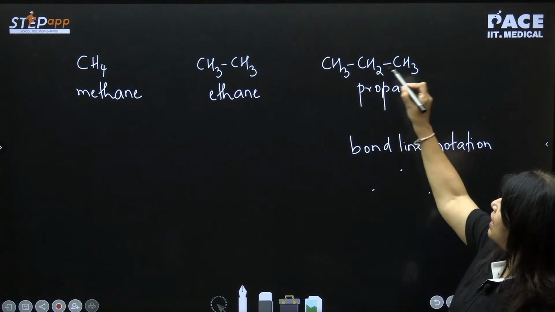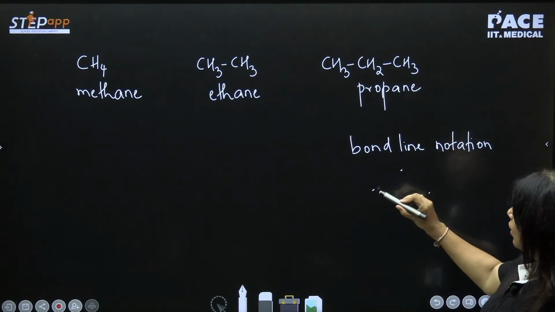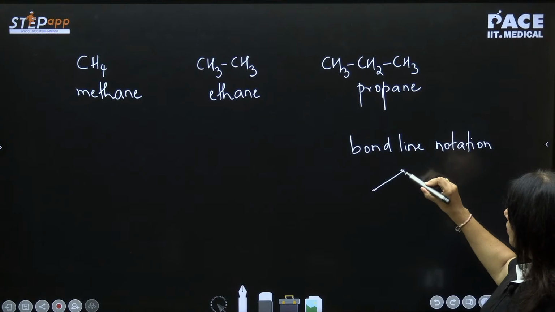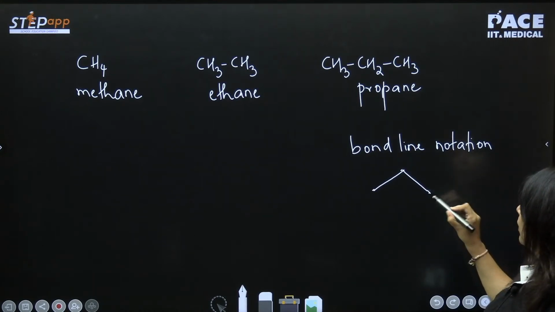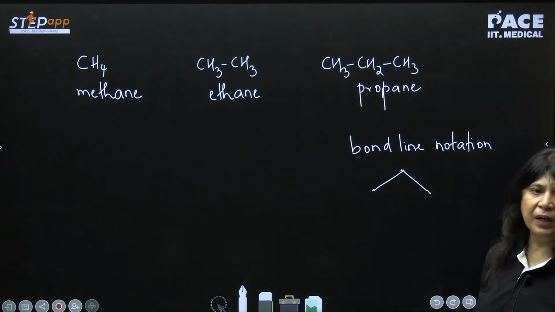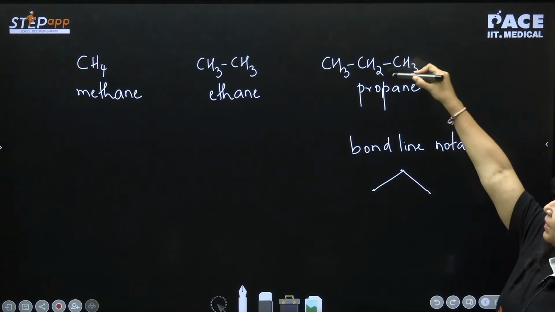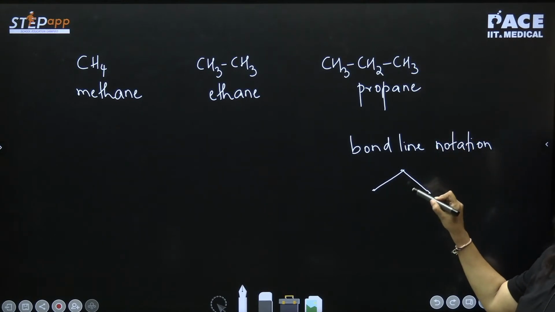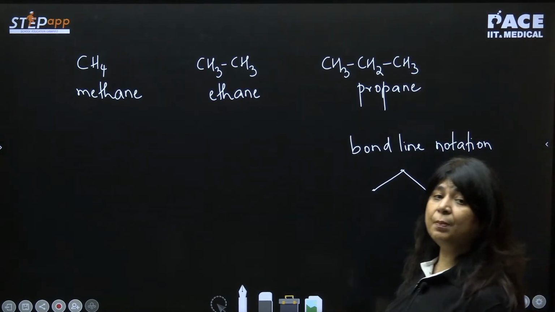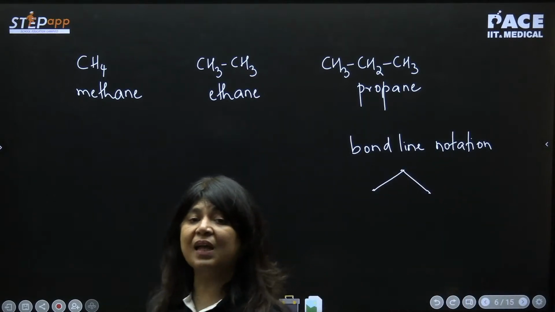Since there are only single bonds present between these, I'll just join them by these single bonds. So this is the bond line notation of propane. So propane, either you represent it by a structural formula or you can represent it by bond line notation. Bond line notation begins from 3 carbon atoms in alkanes.